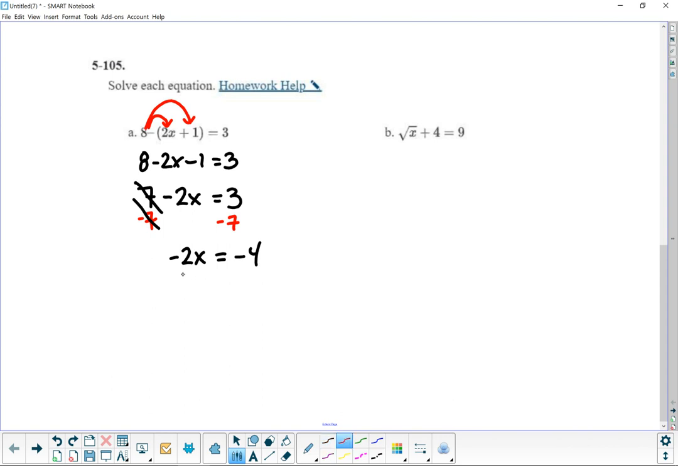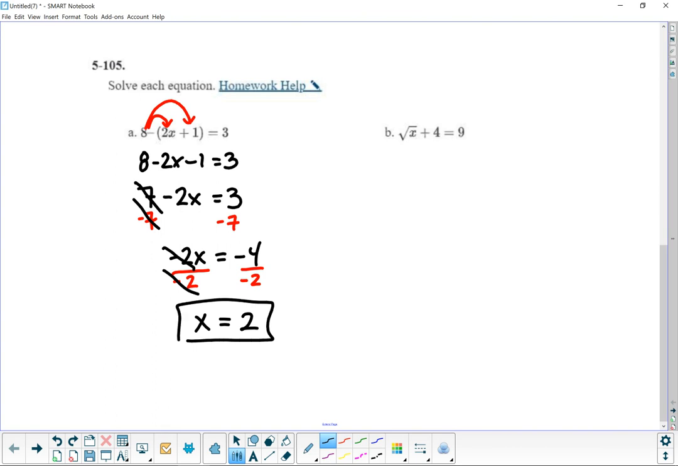Then I'm going to keep doing my inverse operation of dividing by negative 2, and these will cancel out. I will end up with x equals negative 4 divided by negative 2, which is positive 2. That's my final answer there.